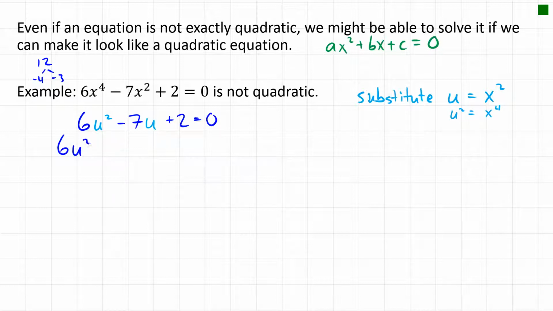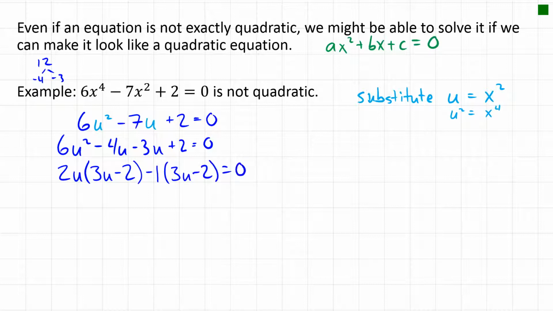So 6u squared minus 4u minus 3u plus 2 equals 0. That would be 6u times u minus... I can't factor 6 from 6 and 4. I can factor at most 2. So I'll factor out 2u times 3u minus 2. And then from the second one, I'll factor out a -1, leaving me with 3u minus 2 equals 0. So 3u minus 2 and 2u minus 1 equals 0.